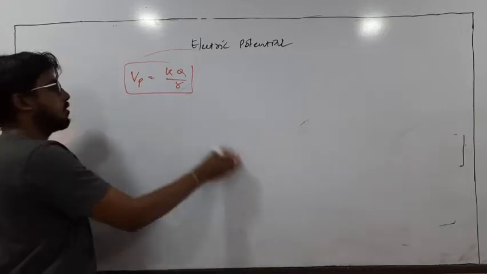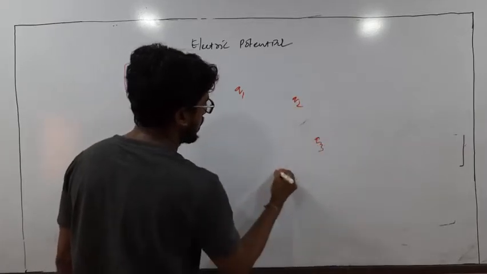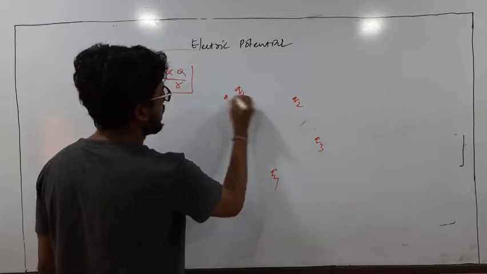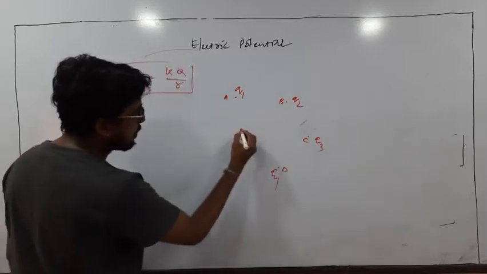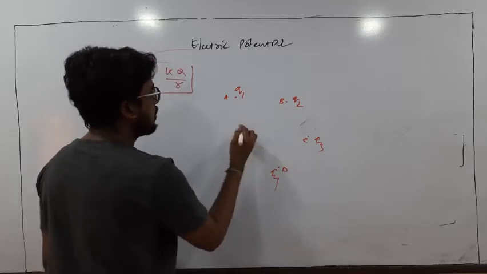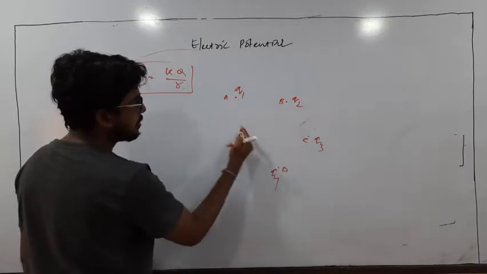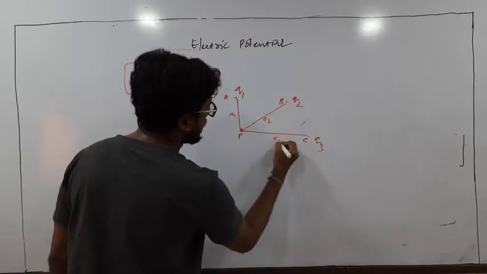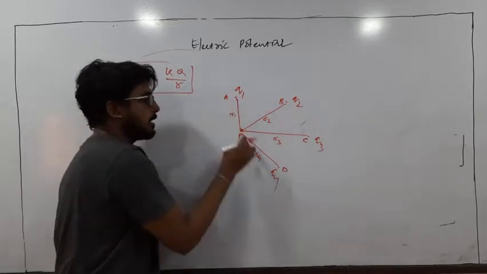If there are a large number of charges, here is a charge Q1, Q2, Q3 and Q4 at positions A, B, C and D, and we have to find out the net potential at this point P, where let the charge be unit. We have to find out the net potential due to all these charges at A, B, C and D. The distance of P from Q1 will be R1, this will be R2, this distance is R3 and this distance is R4. Then what will be the net potential due to all these charges at this point?